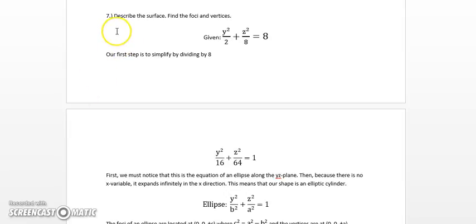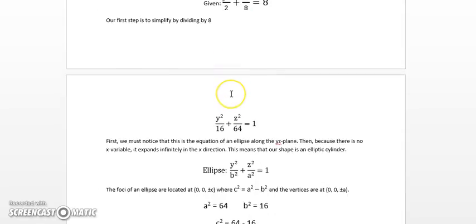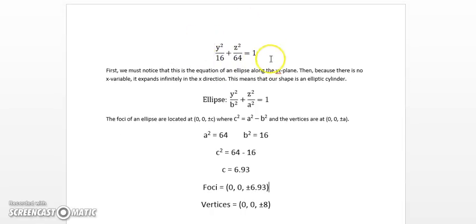Okay, so in this problem we have to describe the surface and find the foci and vertices of the given function. The function that's given is y squared over 2 plus z squared over 8 is equal to 8. The first step in solving any problem where you're given a function that describes a quadric surface is to simplify it as much as possible. We do that by setting it equal to 1, which is done by dividing by 8. That gives us y squared over 16 plus z squared over 64 is equal to 1.